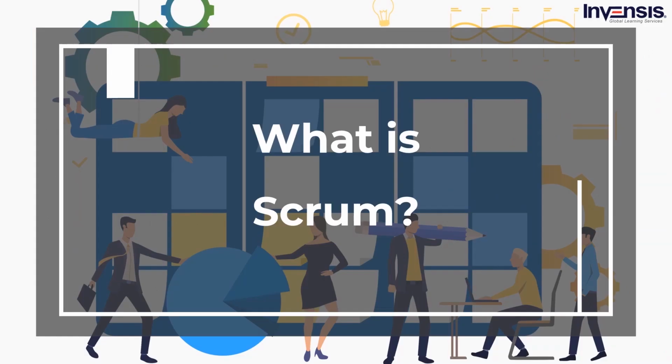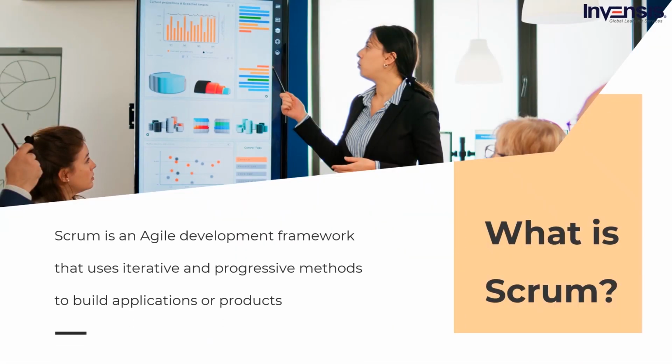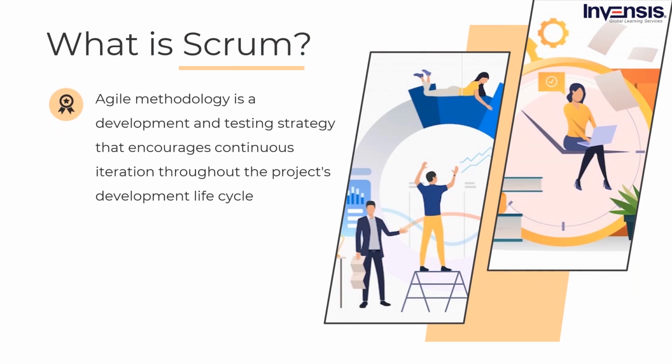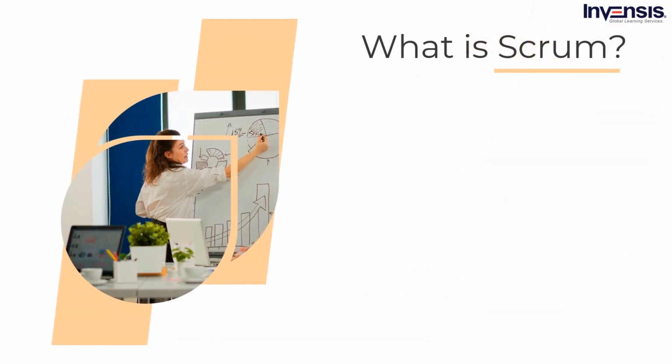Without any further ado, let us get started with a quick understanding of what Scrum is. Scrum is an Agile development framework that uses iterative and progressive methods to build applications or products. It is an evolution of Agile management. Now, to give a brief introduction to Agile methodology. Agile methodology is a development and testing strategy that encourages continuous iteration throughout the project's development life cycle. It divides the entire project into smaller, more manageable parts so that usable software or applications can be developed and released faster. Scrum is a part of Agile methodology.